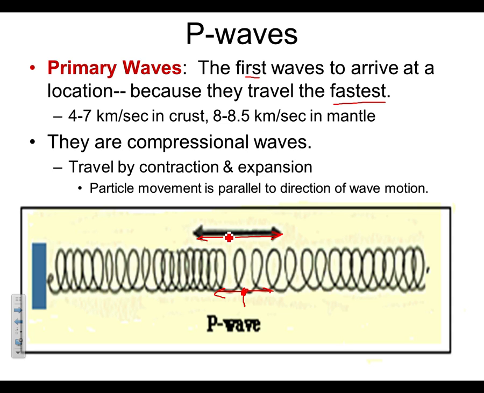Because it's more dense. Imagine this is rock. It's not a slinky anymore, it's rock. And you're going to have one piece of rock hitting the next piece of rock, which hits the next piece of rock, which hits the next piece of rock. The denser the rock is, so the denser the molecules of the rock are, the faster that wave is going to propagate through it.